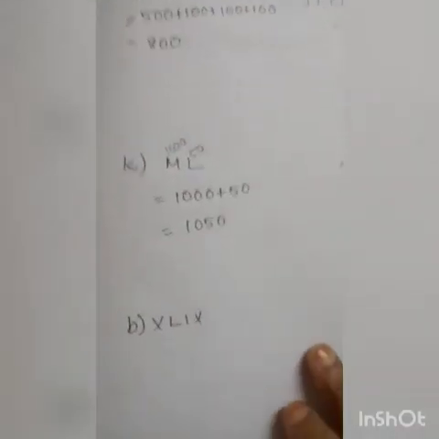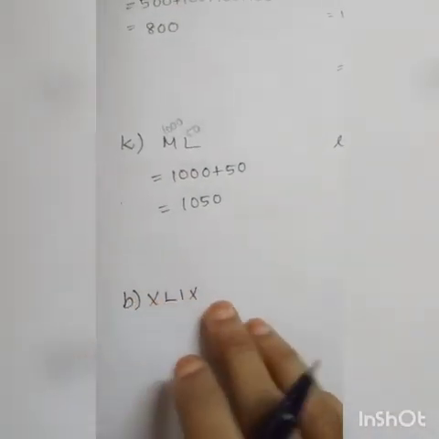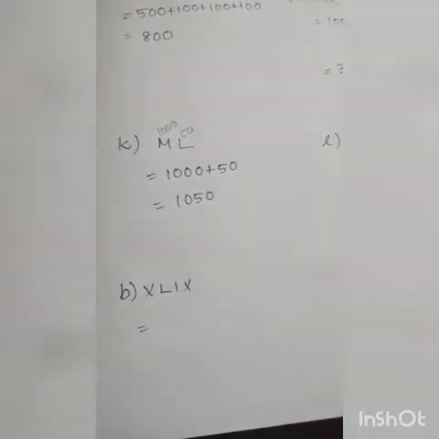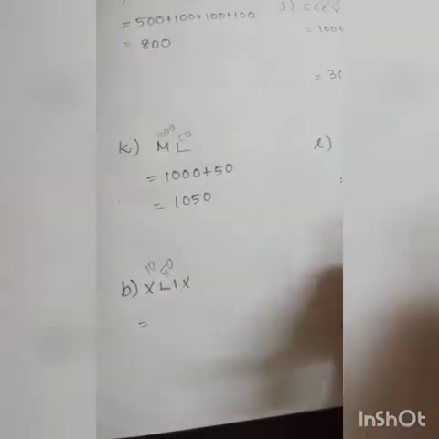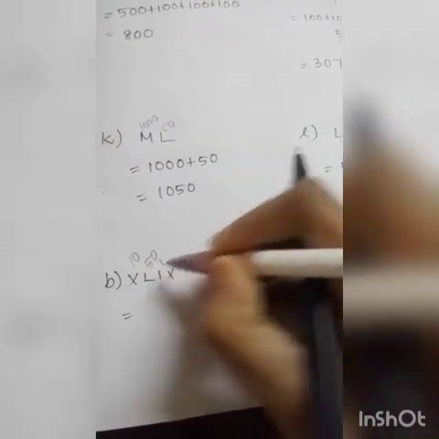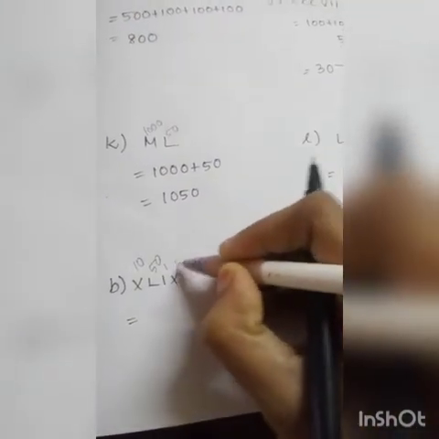Okay. Next, XLIX. So what is the X value now? 10. What is the L value now? 50. What is the I value now? 1. What is the X value now? 10.